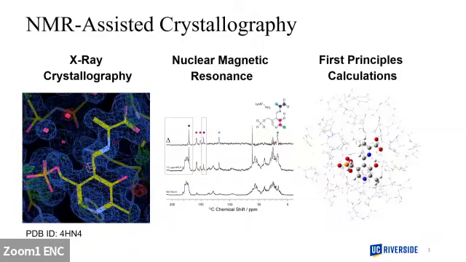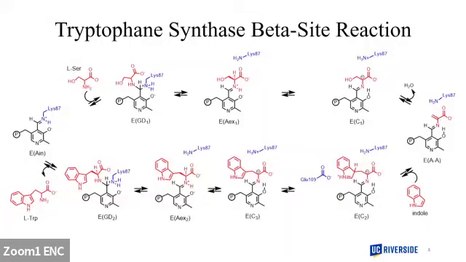The system we are looking at today is the beta site reaction of tryptophan synthase. The cofactor pyridoxal 5-phosphate, shown in black, in the resting state is bound to lysine 87, shown in blue, through a Schiff base link. L-serine enters the active site.